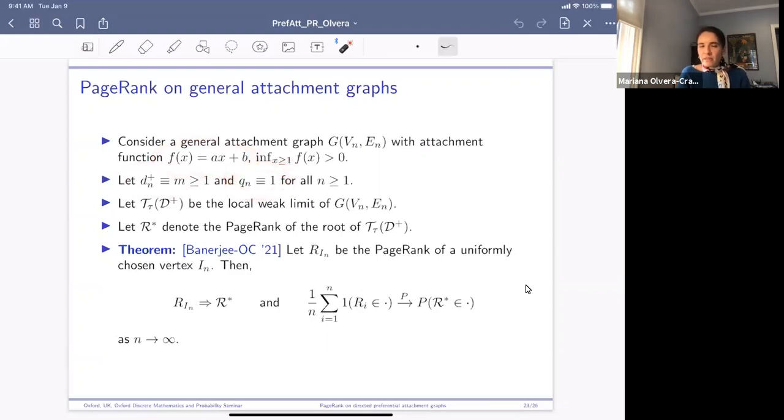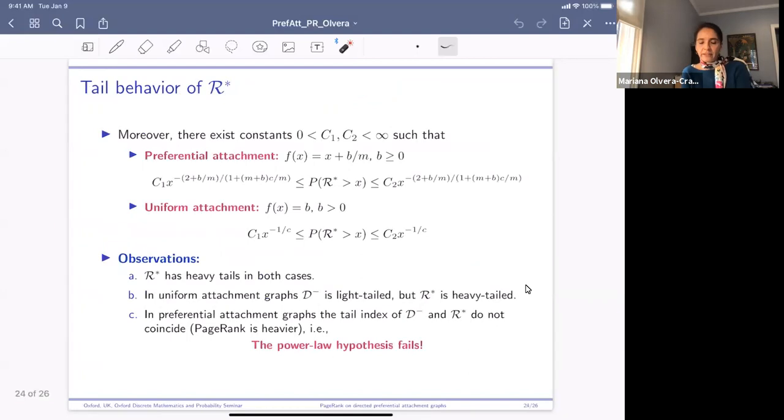For the purpose of this, I'm just going to make the personalization equal to 1 for everything. This is the same local weak limit that I showed you, the same graph, and this is the R star that's going to be the PageRank computed on the root of the local weak limit. Not very surprisingly, the PageRank on the graph of a uniformly chosen vertex converges in distribution to that limit. We don't have yet the D1, but I'm pretty sure that it's true. And also in the local weak sense, the proportion of vertices on the graph that have a PageRank in any particular set converges to the corresponding probability of the limit, assuming that I'm evaluating at a point of continuity of the limit. In this case, the limit is not continuous, so that's modulo a little detail there.